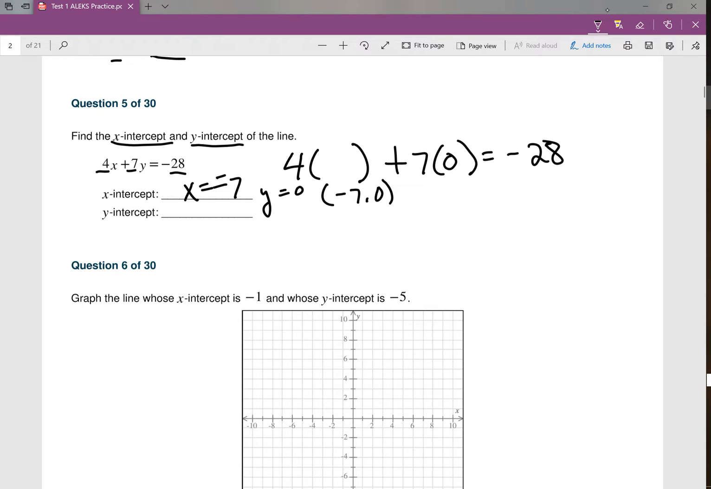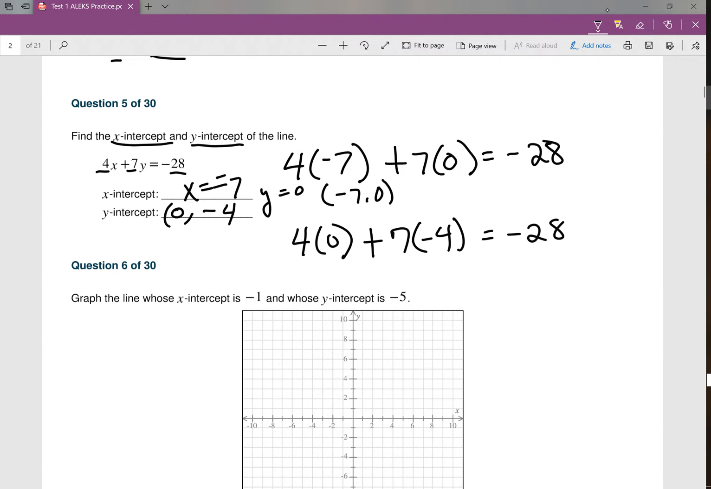The reverse is going to happen here because if I have 4 times 0, which is 0, plus 7 times some number has to give me negative 28, well in this case that has to be negative 4. So obviously you can see that's the coordinate point 0, negative 4. We like to put coordinate points in parentheses.